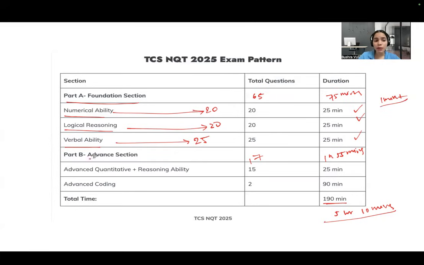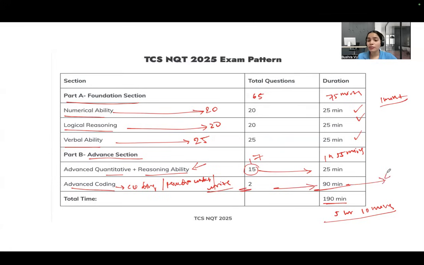Now, if you look at part B, the advanced section, it has quantitative and reasoning ability questions. You have 15 questions that have to be answered in 25 minutes. Then there is advanced coding, where they specifically ask for coding. They ask for pseudo codes, and they will ask you to actually run and write the code. Only 2 questions are going to be asked, and this is for 90 minutes, which means you will have about 45 minutes for each coding question. The coding questions are going to be anywhere between easy to medium level, so you don't have to do a lot of it. So this is the overall pattern.